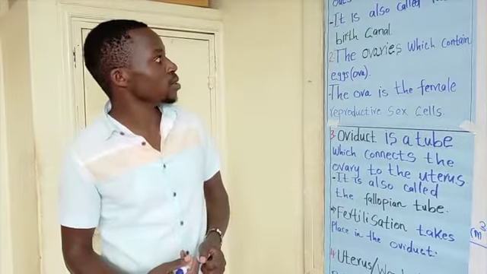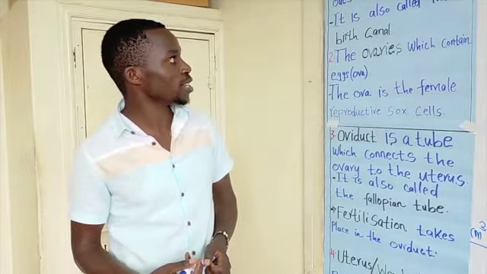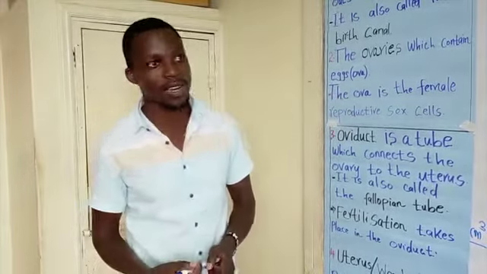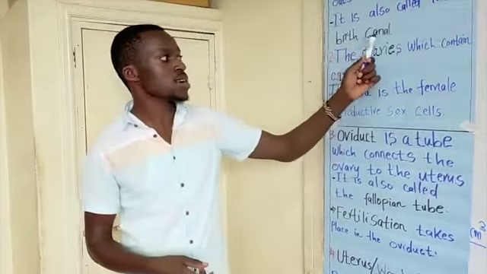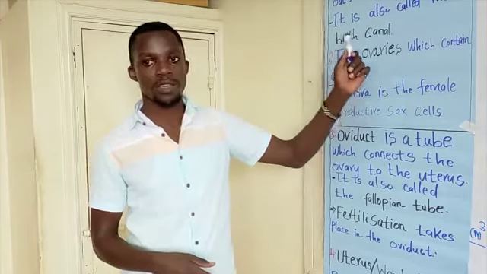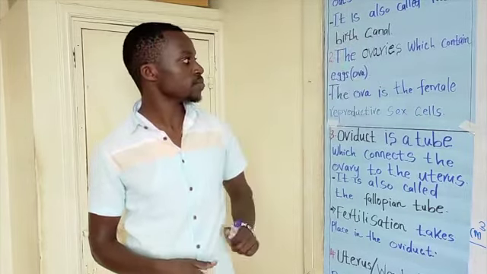Before we go to another part, it is critical for you to understand that the other name for vagina is birth canal, because this is where the women give birth. The baby gets out through the vagina.